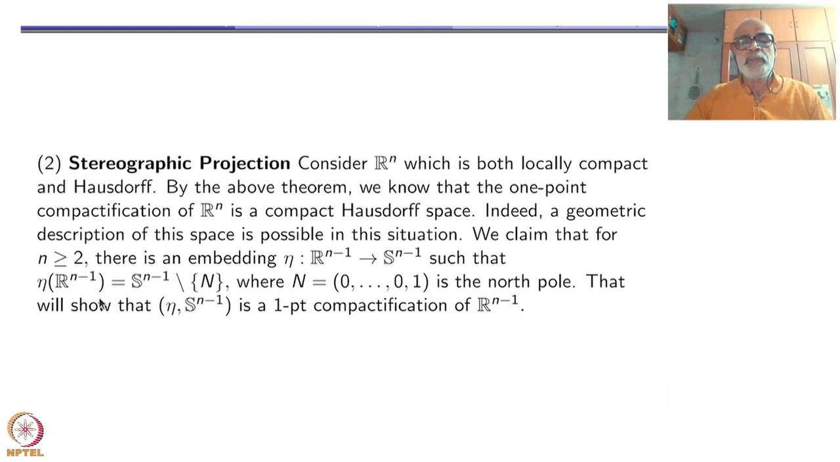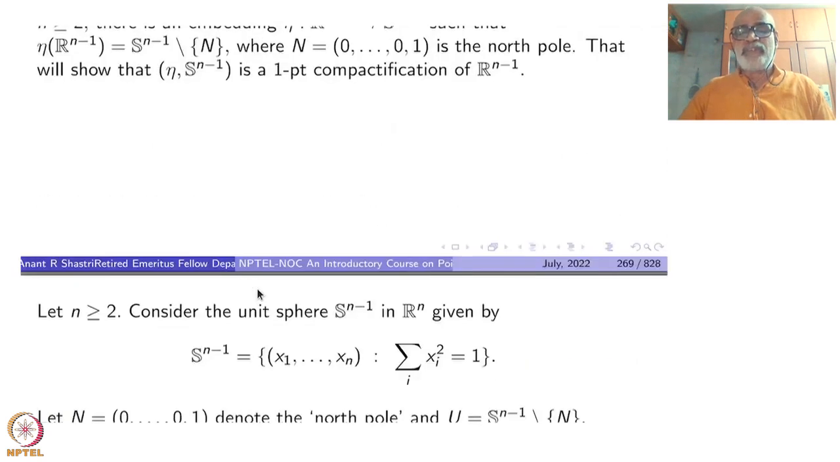All that you have to do is put an embedding of R^(n-1) in S^(n-1) minus this one point. Clearly, this is an open subset which is dense. The singleton N is a closure point of the whole thing. So that will show that it is already an embedding, and we know that S^(n-1) is compact. Later on we will actually show that it is the Alexandroff compactification.